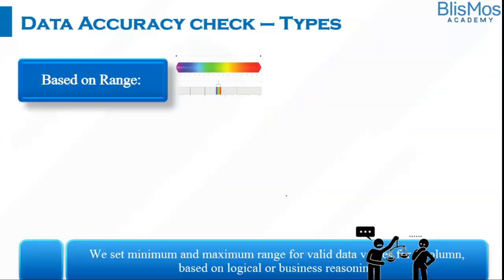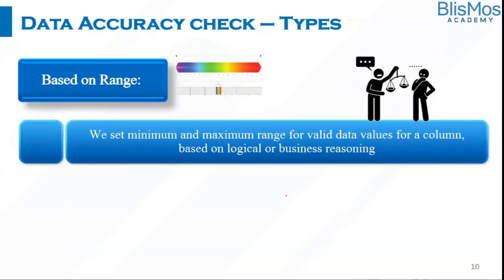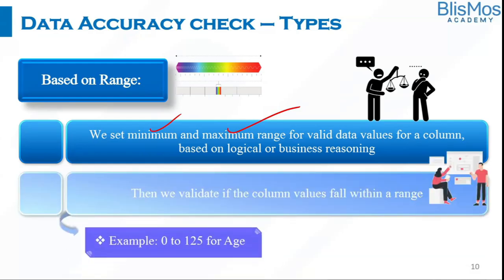Then based on a range. So what we'll do is in a particular column, we'll set a minimum and maximum range for the data values for a column based on logical and business reasoning. For example, here age 0 to 125 years. Yes, there may be a chance that people may live beyond 125 years, but it is a 1 in a billion chance, right? So we create a range in this particular column. The values should be between 0 to 125, and we'll validate whether the values fall within this range or not.